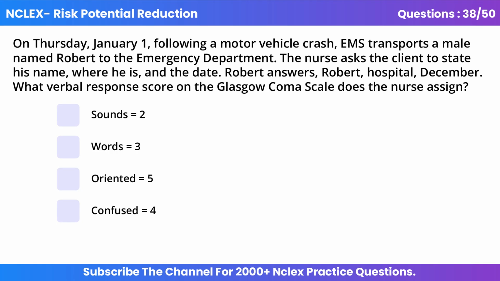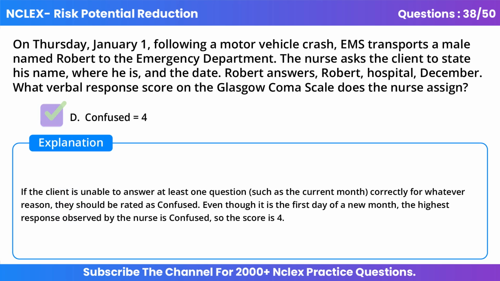Question 38. On Thursday, January 1st, following a motor vehicle crash, EMS transports a male named Robert to the emergency department. The nurse asks the client to state his name, where he is, and the date. Robert answers, "Robert, hospital, December." What verbal response score on the Glasgow Coma scale does the nurse assign? D. Confused equals 4.